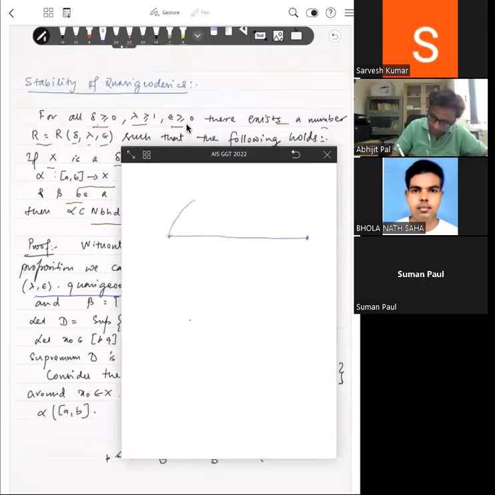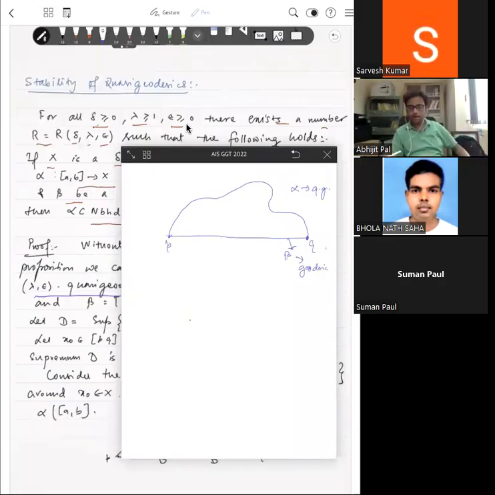Suppose this is my alpha. This is a quasi-geodesic. And this is my beta. This is a geodesic. These are the endpoints, so alpha and beta are from P to Q.